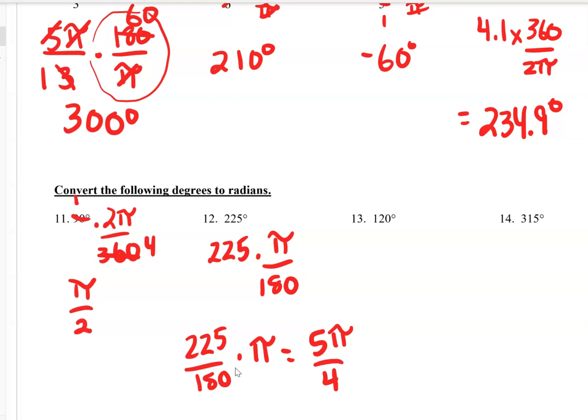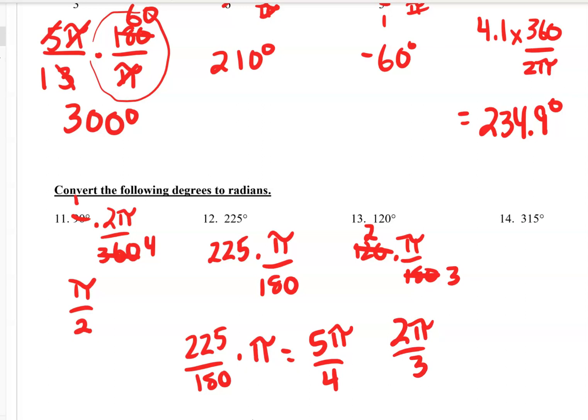120 degrees. Well, we know it's pi over 2 plus another 30 degrees, which is pi over 6. So 120 times pi over 180. We'll simplify our fraction here. 60 goes into 120 twice, and 180 3 times, so 2 pi over 3.